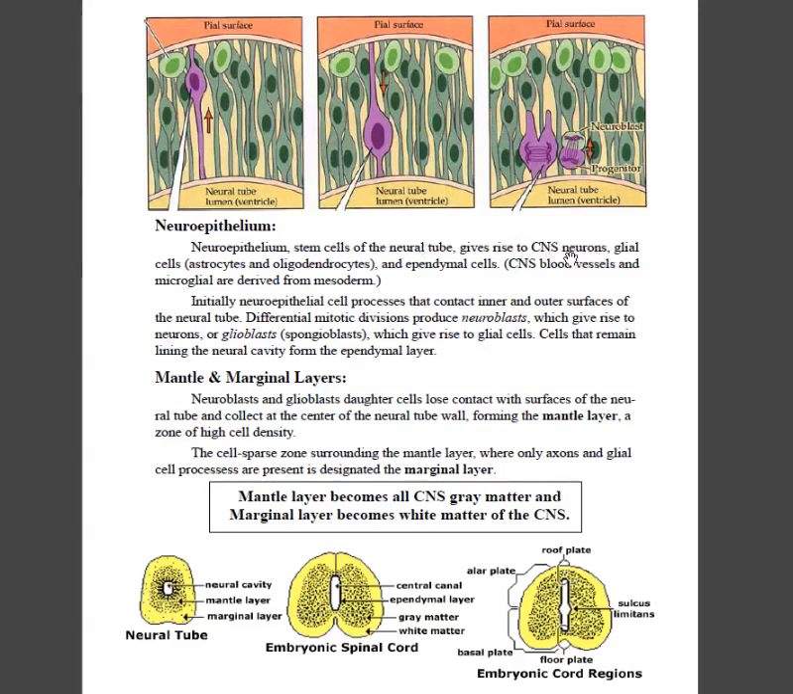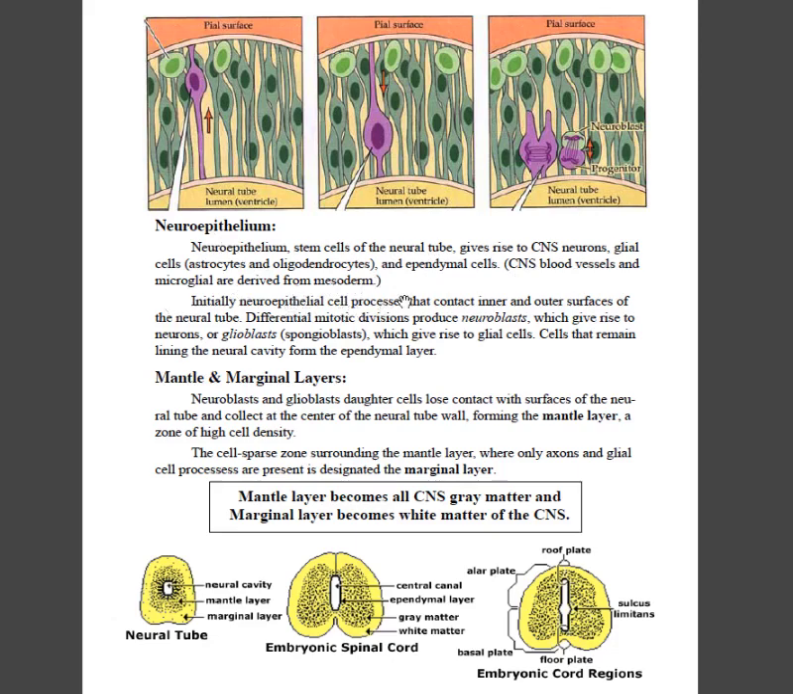Neural epithelium is the stem cell of the central nervous system. It's going to form central nervous system neurons that have their cell bodies in the central nervous system, glial cells, astrocytes and oligodendrocytes, and ependymal cells. There will be other cells that will come not from neural epithelium. These will be blood vessels and microglial cells. They will invade the central nervous system from mesoderm.